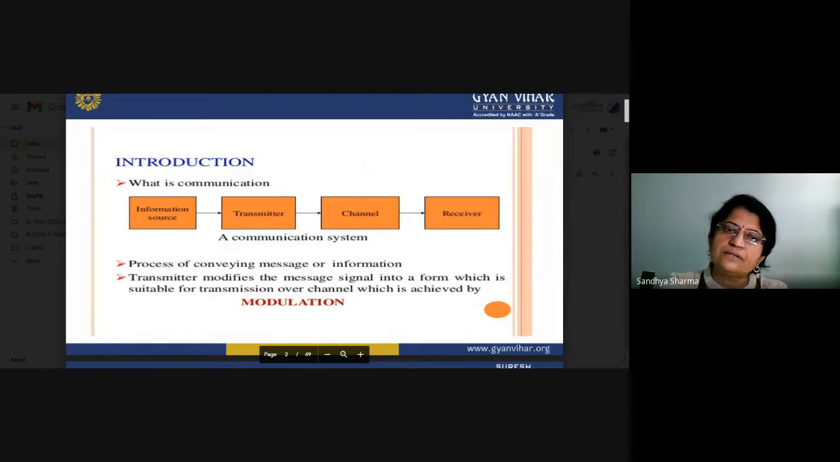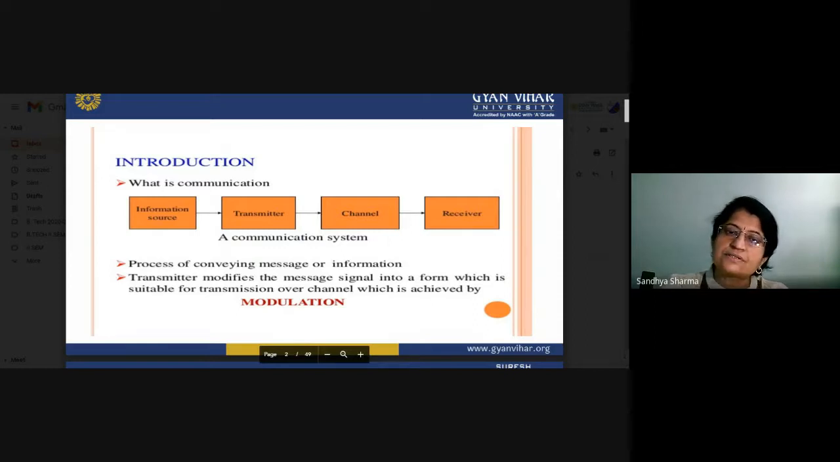When we are doing modulation in a communication system, what do we have to keep in mind? First of all, we have an information source, transmitter, channel and receiver. The modulation will be done at the transmitter section. We need modulation because we want to transmit our signals to longer distances.